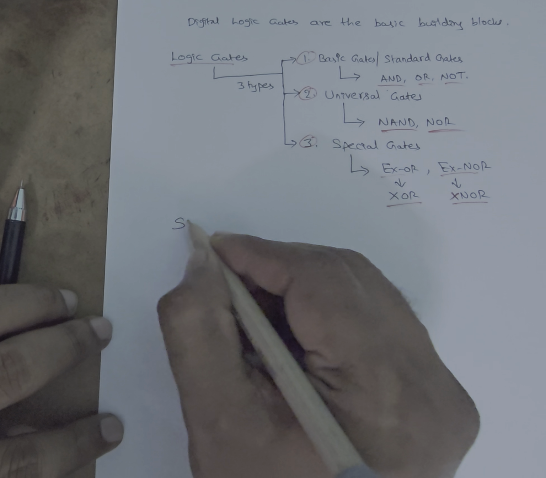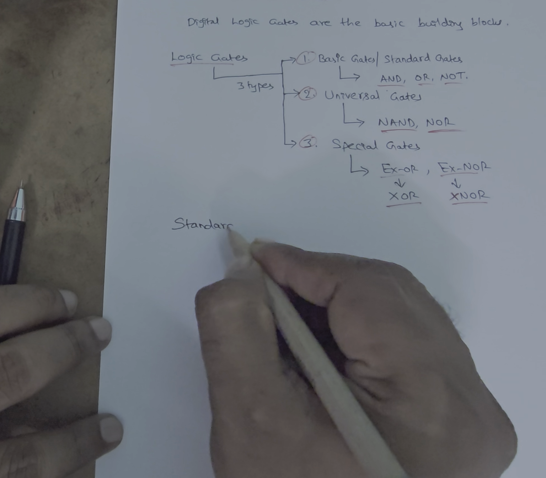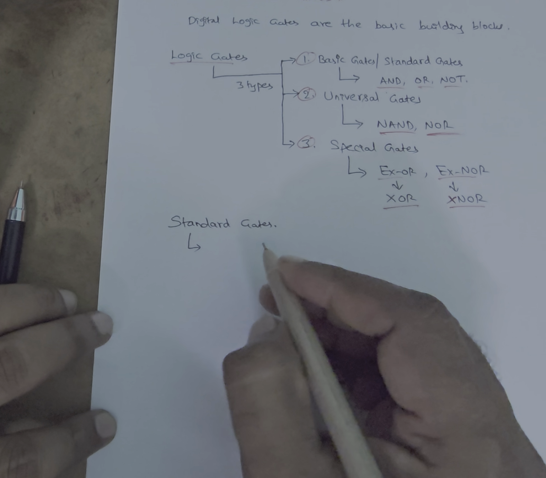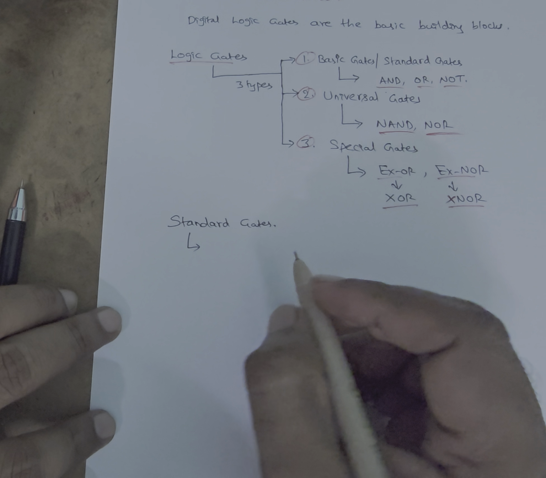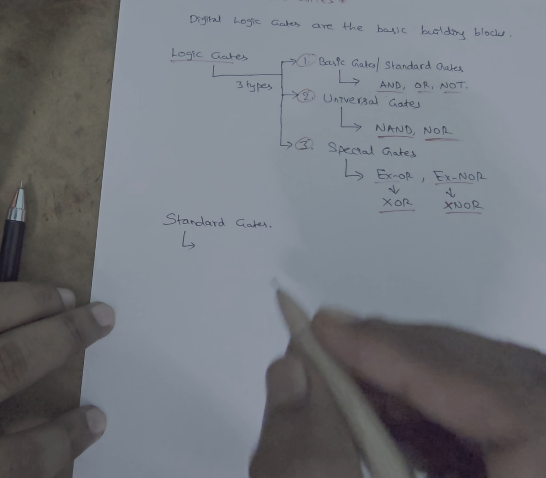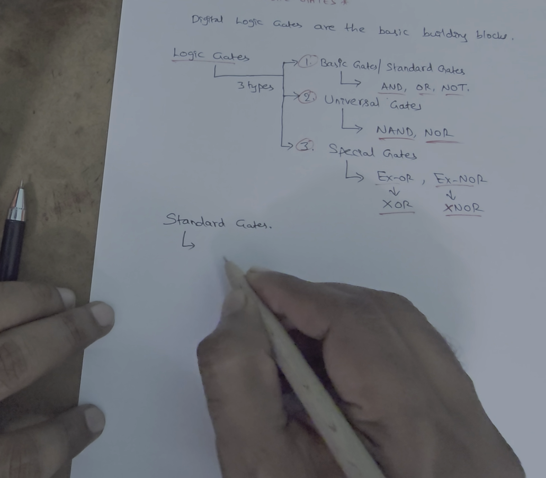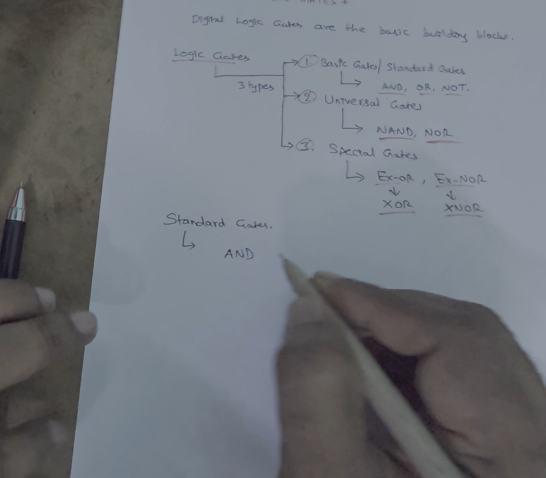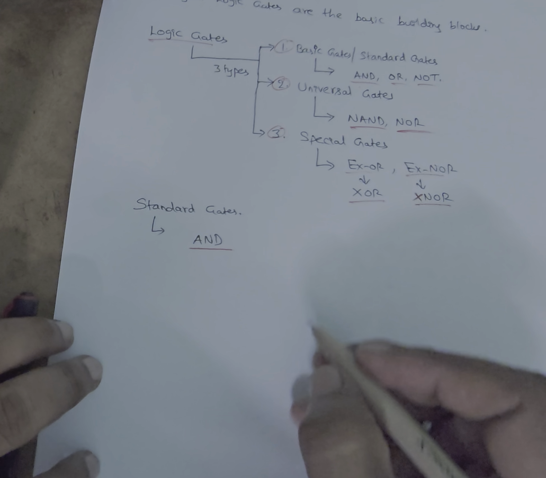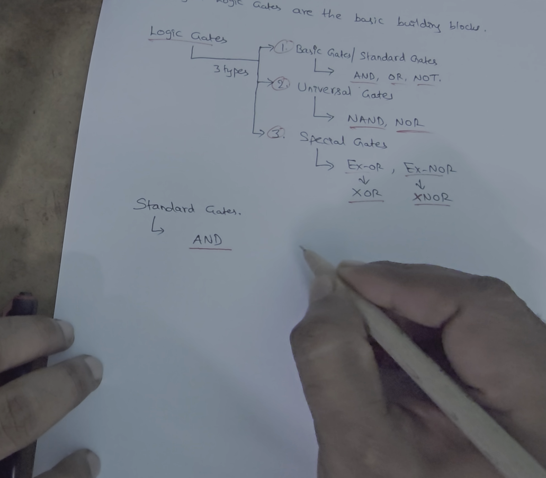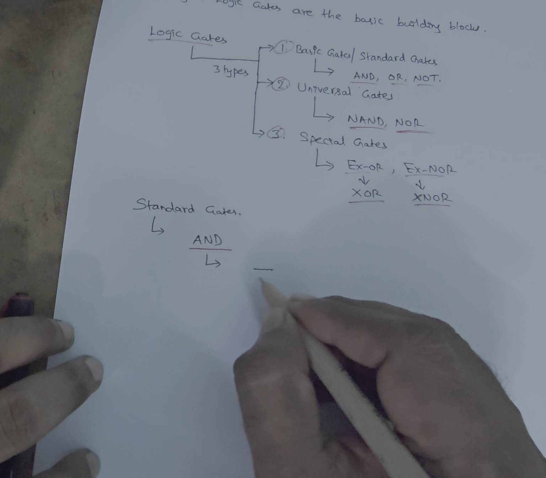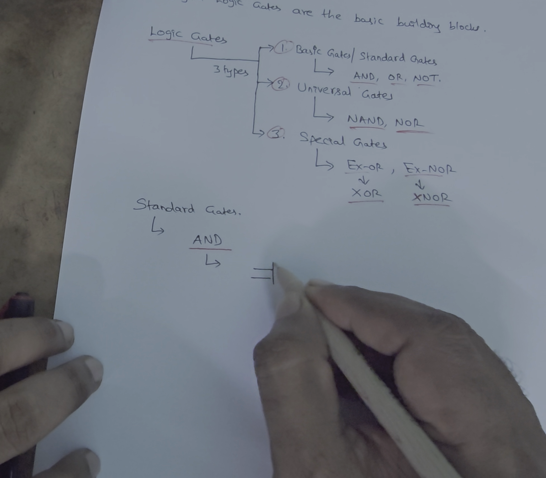Functionality of standard gates, or basic gates. Now we will discuss one by one the logic representation, logic diagram, truth table and functionality. See here, standard gates. First gate is the AND gate. So this is the AND gate. The AND gate symbol, this representation, is called the logic symbol. The symbol is represented in this manner.